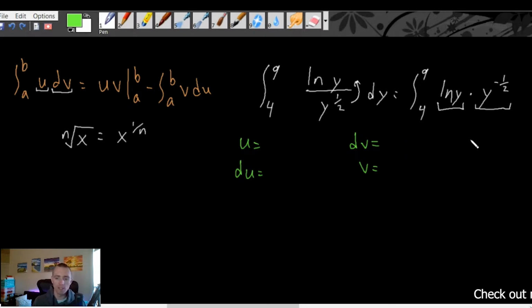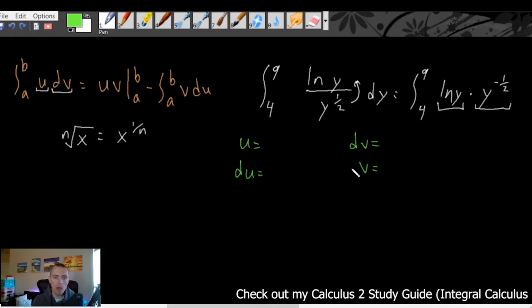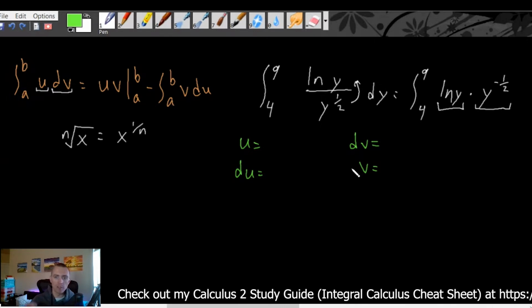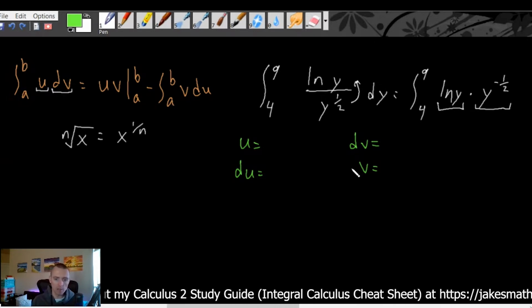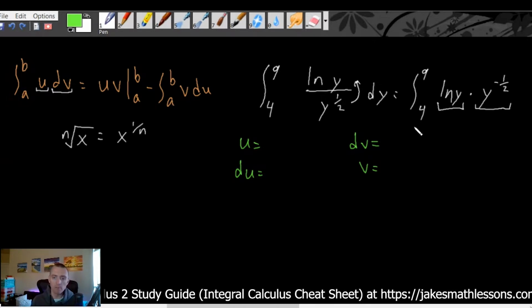Very similar to the last example we did, y raised up to some power is not going to really matter whether we take the derivative or the antiderivative. In either case, we're just going to apply power rule, and we're just going to end up with some constant times our variable raised up to some constant power. In either case, whether we take the derivative or the antiderivative.